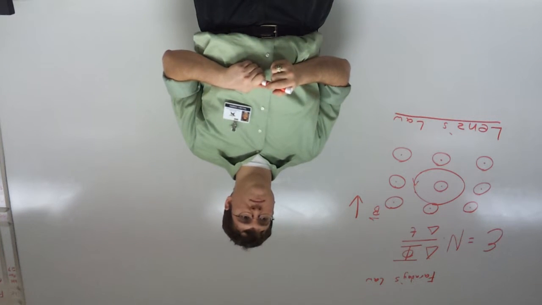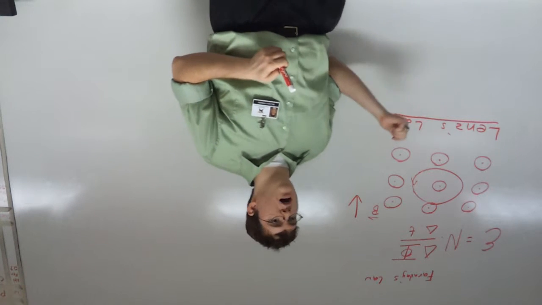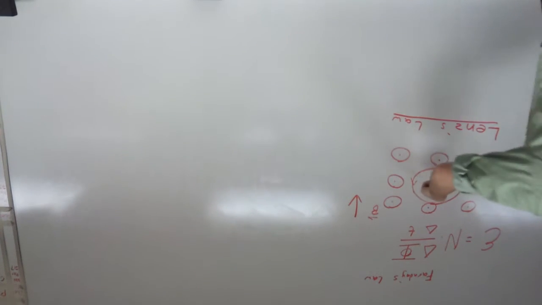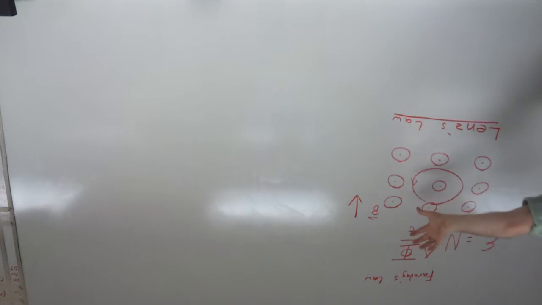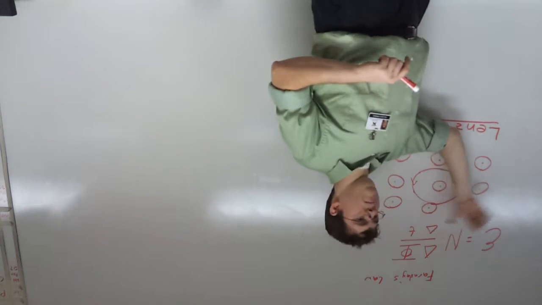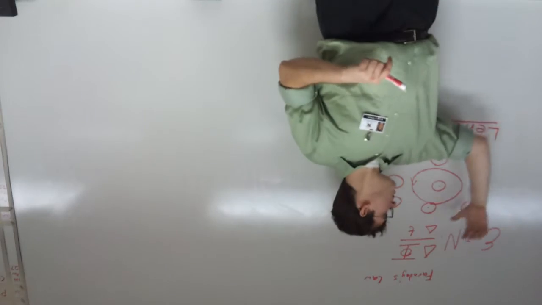Well, it goes the opposite direction if the magnetic field was going the opposite direction, into the board, and it was decreasing. Then the induced current would want to increase the magnetic field into the board. So I would need it going this way, the opposite direction, increasing it into the board. So it would go the opposite way.